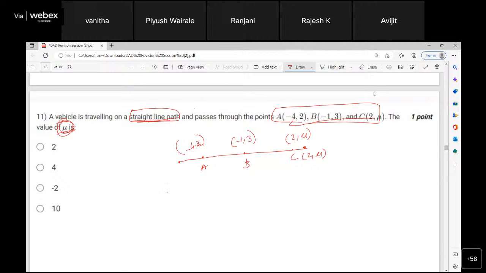Now what is slope? Difference in y coordinate upon difference in x coordinate, right? So 3 minus 2 upon minus 1 minus of minus 4. And here take mu minus 3, 2 of minus 1. So 1 by 3 equals mu minus 3 by 3. Answer will be 4, right? Mu equals 4.